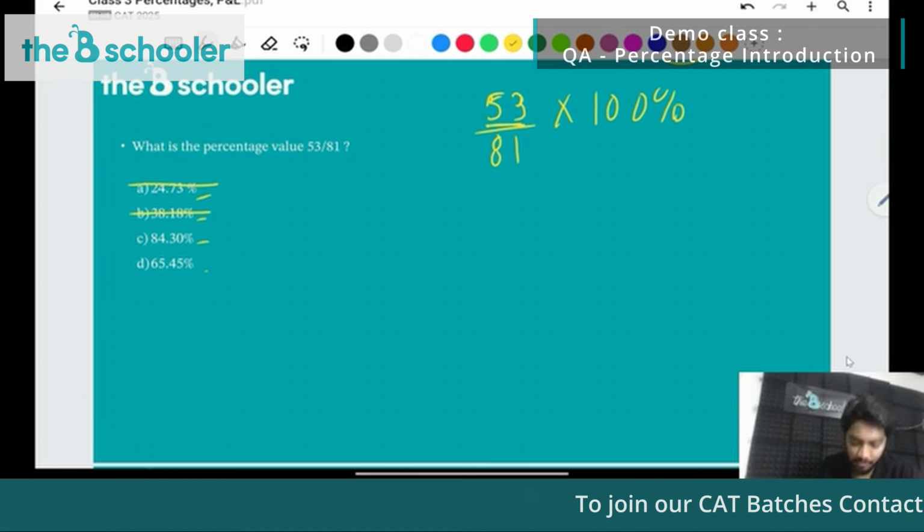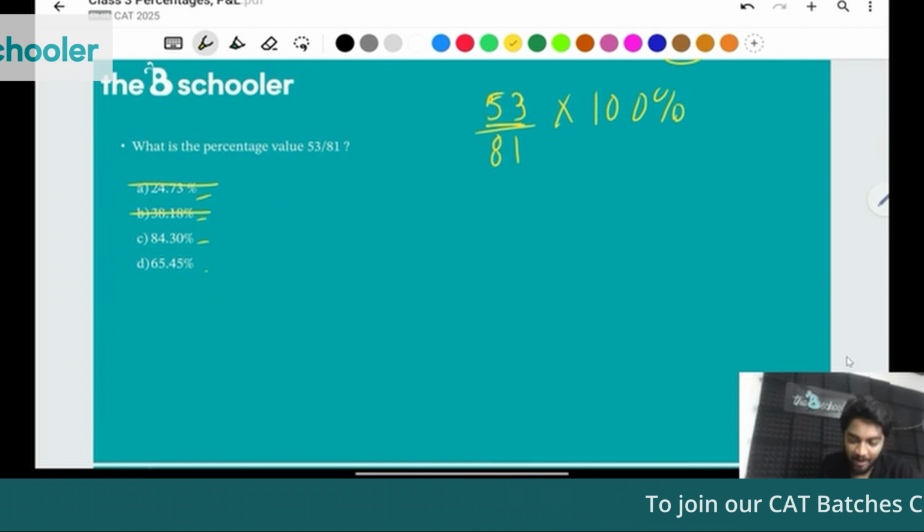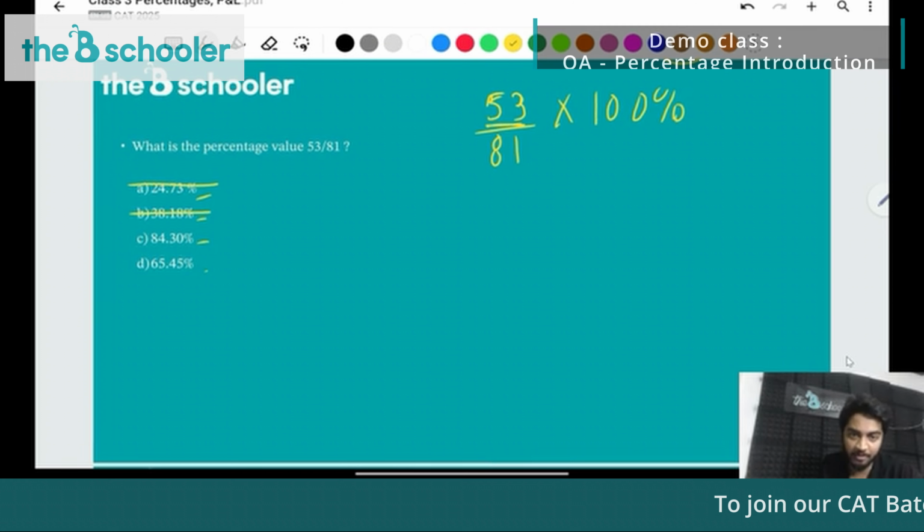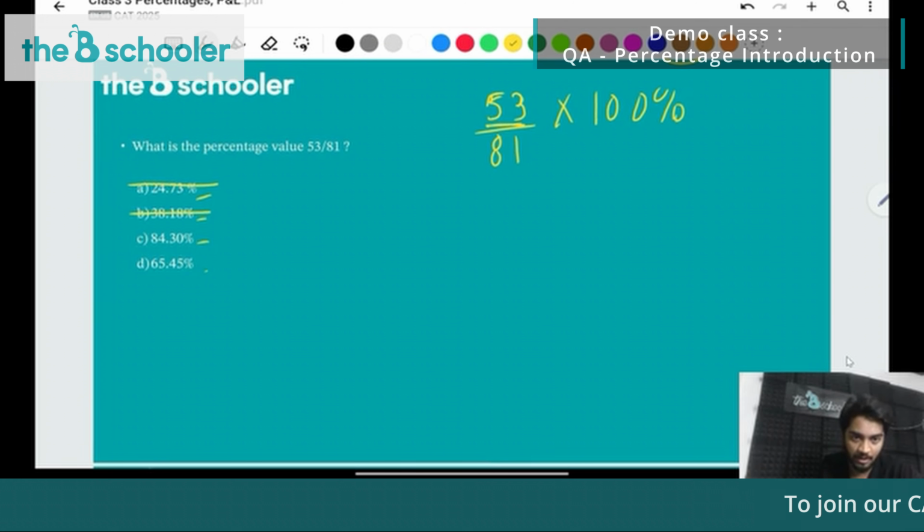Now you have two left. And there, if you look at them, they are quite far apart. There is a difference of almost 20% in between. So you have to figure out, is it going to be close to 65 or is it going to be close to 84? And then you can directly mark the answer. You don't have to find the exact value. Make use of the options.